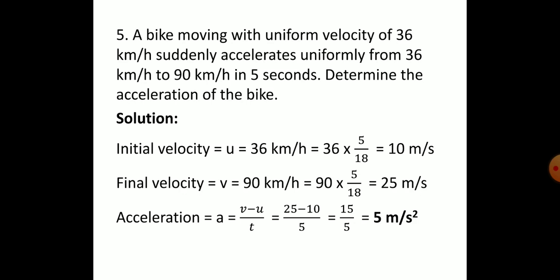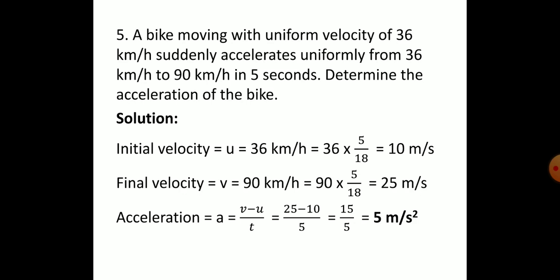That is, I will be cancelling the common factors. 18 into 2 gives me 36. So 2 into 5 will give me 10. Then 18 into 5 will give me 90. So 5 into 5, 25.